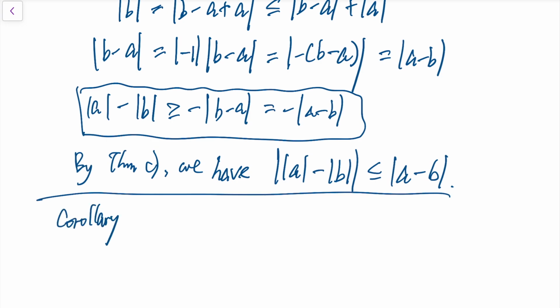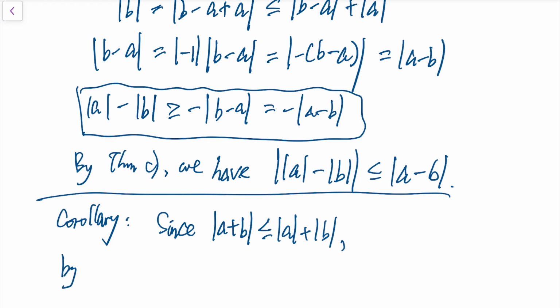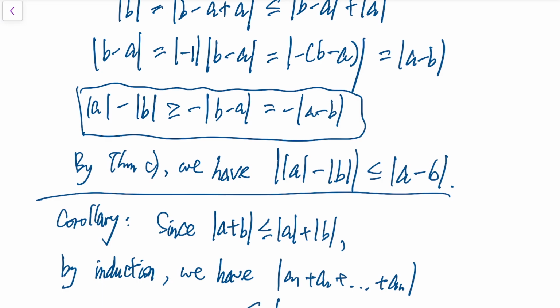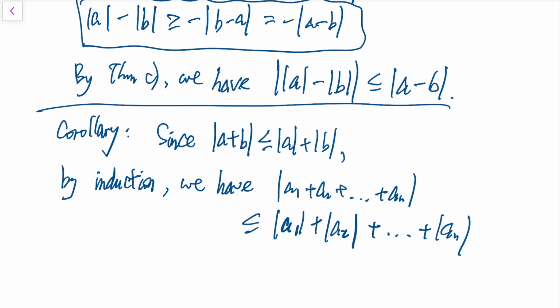Let's introduce a corollary. We know that by the triangle inequality, the absolute value of A plus B is smaller than or equal to the absolute value of A plus the absolute value of B. By induction, we have the absolute value of A1 plus A2 plus ... plus AN is smaller than or equal to the absolute value of A1 plus the absolute value of A2 plus ... plus the absolute value of AN, if A1, A2, ..., AN are real numbers.